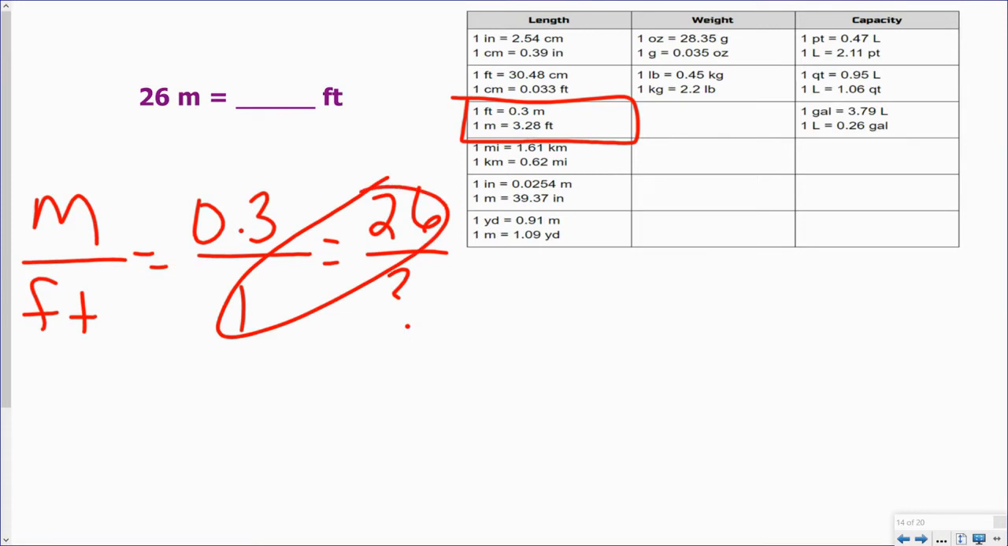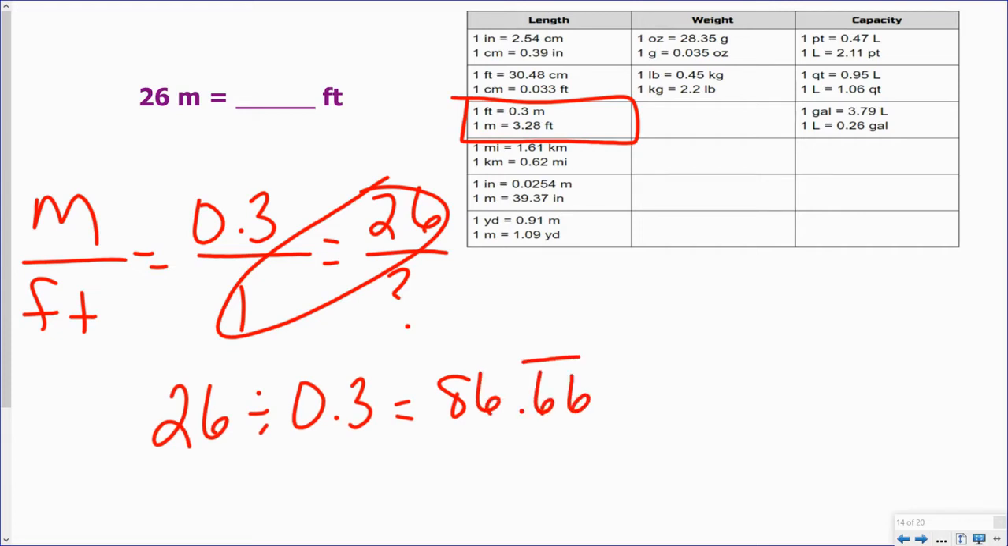Cross multiply, 26 times 1 is 26. So I'm going to take 26 and divide it by 3/10. And that gives me 86, and then my sixes are repeating. And so if I'm going to round, I would say 86 and 67 hundredths feet.